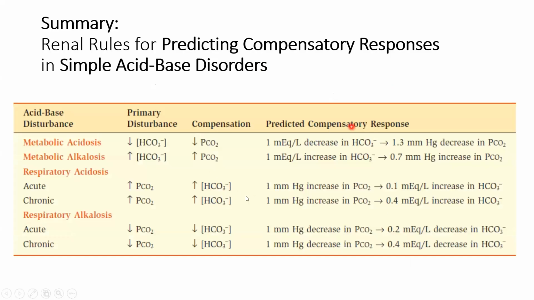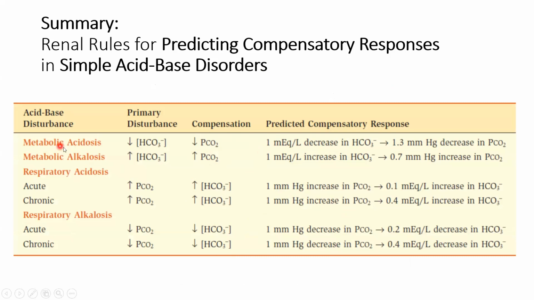So this is basically the chart, the table that I wanted you to retain. It's easier. It gives you values according to 1 milliequivalent per liter and 1 mmHg. So it's much simpler. So let's sort out metabolic acidosis first.